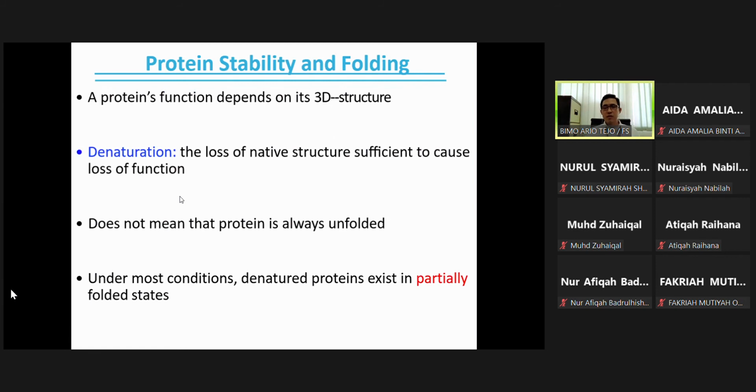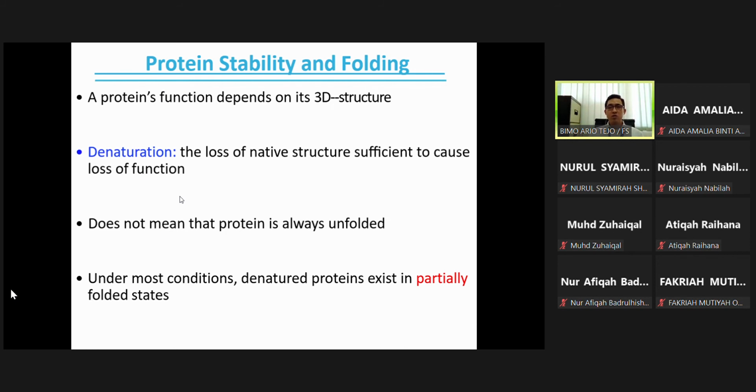All right, protein stability and folding. So we talk about protein structure, and then I explain a bit about the Moderna vaccine and Pfizer vaccine, how they stabilize the protein. This is very important. How to stabilize the protein structure.